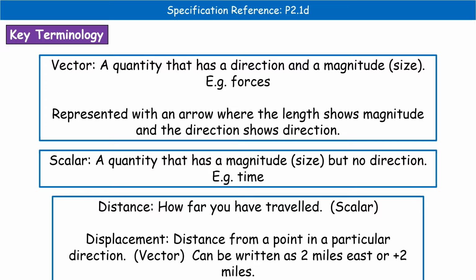If we apply that to our particular context of moving things, then we would talk about distance being a scalar quantity because it's just how far you've gone, whereas displacement is a vector quantity because it tells you how far you've gone in a certain direction. So you'd need to include the distance and the direction for that.